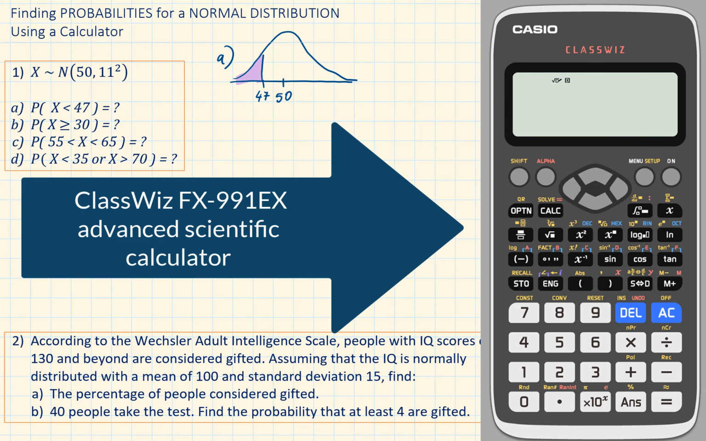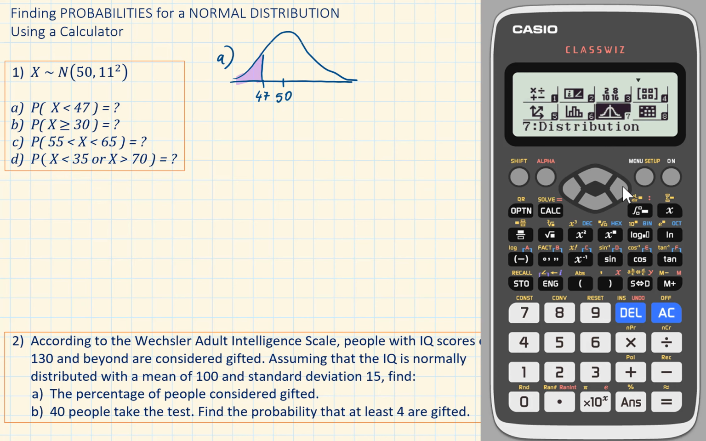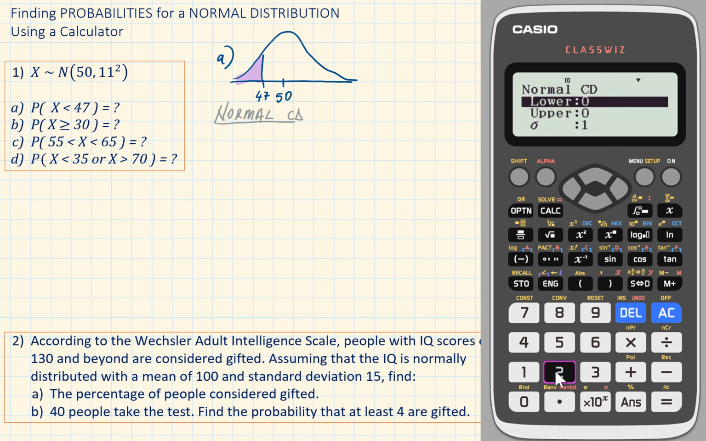For the ClassWiz calculator, start by going to Menu, then select 7 for distribution. From there, choose 2 for normal cumulative distribution. And here we have to type in the options. Our lower tail is minus infinity because we have an asymptote on a normal distribution. So for the lower value, we have to type in a very large negative number. So I'm going to type in minus 1 million.